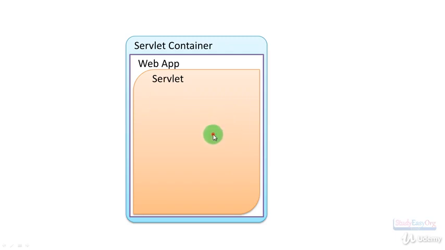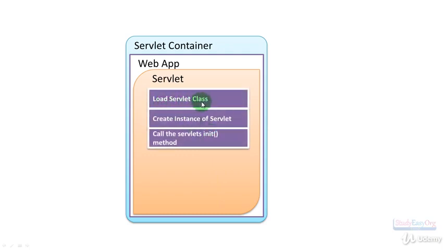Now proceeding further, a servlet gets executed in 5 steps. The first 3 steps are loading the servlet class, then creating the instance of the servlet, and finally calling the init method. Now this init method is the initialization method. These 3 steps are taken only once throughout the lifecycle of the servlet.